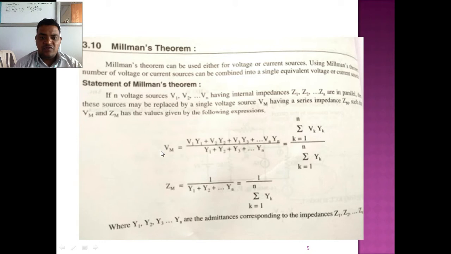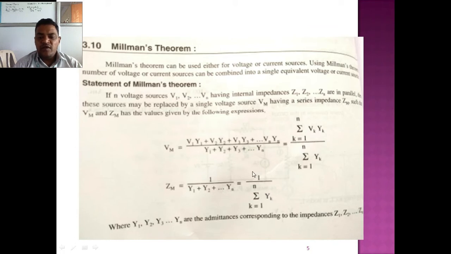So that equation V of m is equal to the summation of k equal to 1 to n of Vk Yk upon the summation of k equal to 1 to n of Yk. Hence Z of m is equal to 1 upon Y1 plus Y2 plus Y3 and so on, which is given as 1 upon the summation of k equal to 1 to n of Yk.